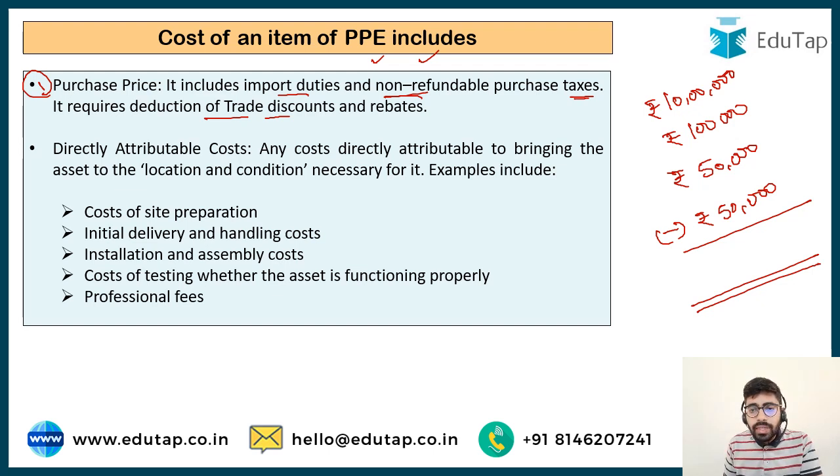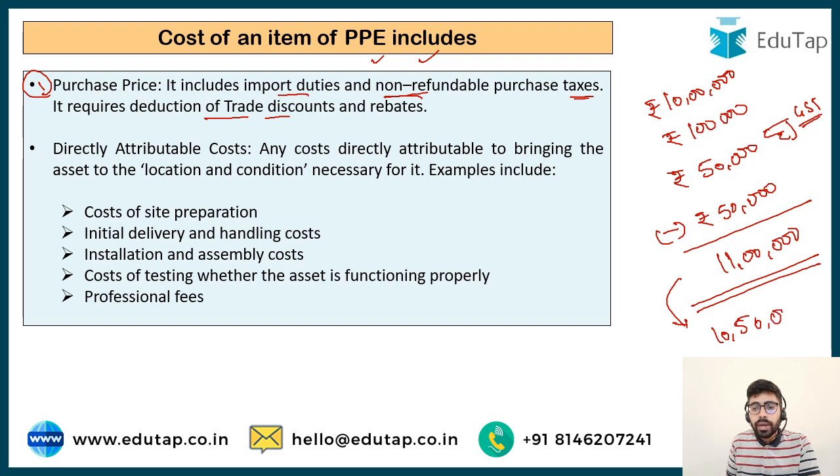Now, this is the GST component. If we would get the refund of this GST from the government, then we would not include it in the cost. If we would not get the refund of this GST component, then the cost of the PPE is going to be 11 lakh 50 minus 50, it is going to be 11 lakh. If the GST would be refundable, then this would be 10 lakh 50,000 only. So this is how we arrive at the cost of an item of PPE.